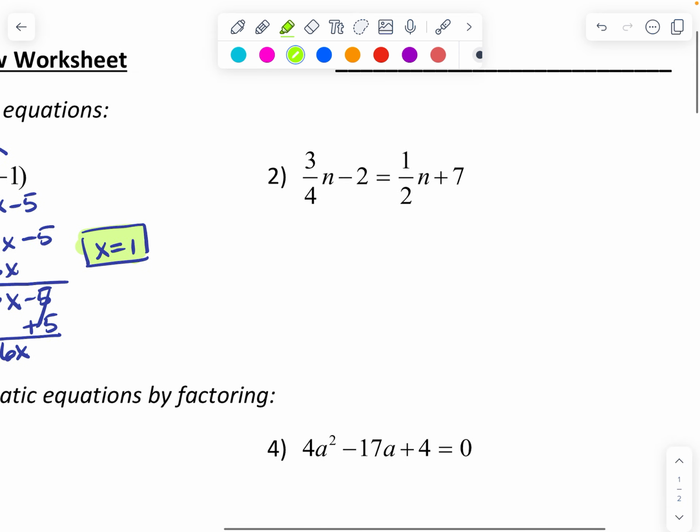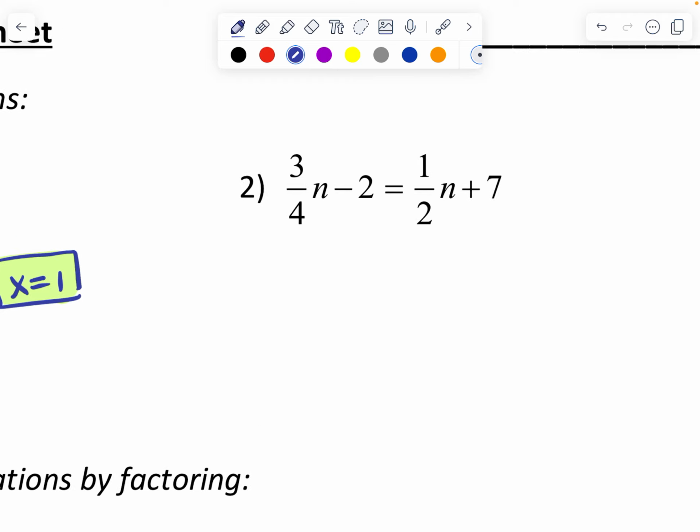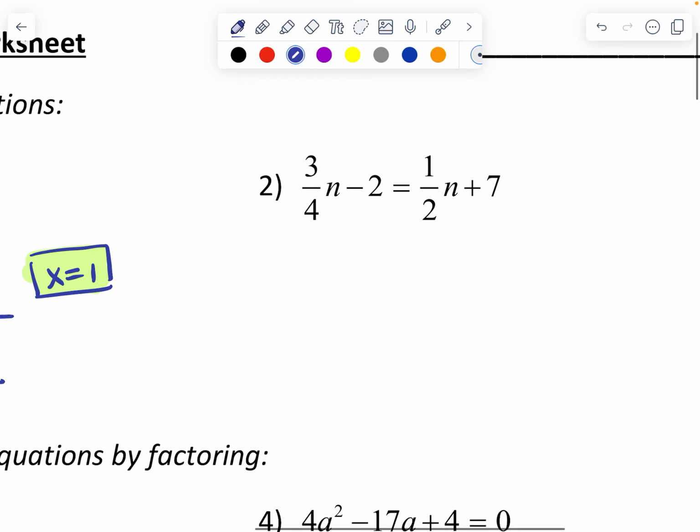For number 2, this is a good thing to know also. It's not a linear question like this on your quiz tomorrow, but this is good to know. So when you have a denominator, the best thing that you can do is try to get rid of it. So the common denominator here for the 4 and the 2 is 4. So I'm going to go ahead and multiply everything by 4. So I'm clearing the denominator, right?